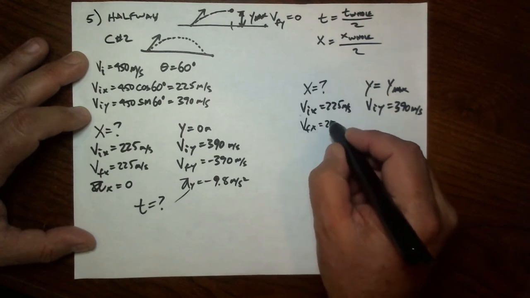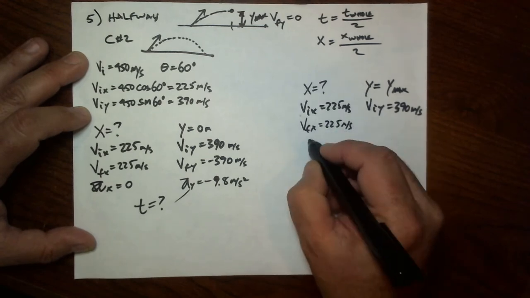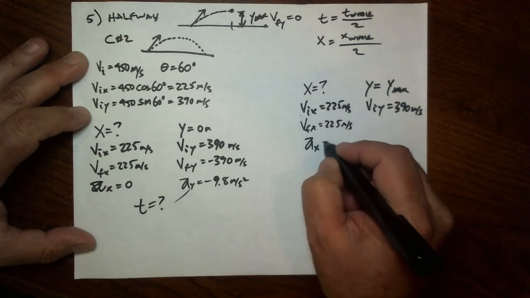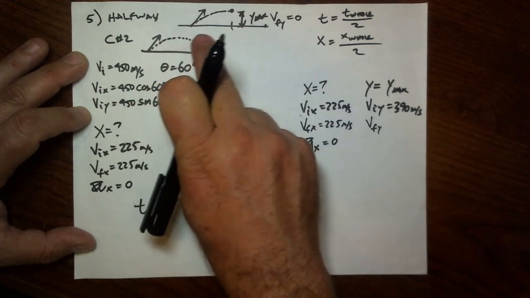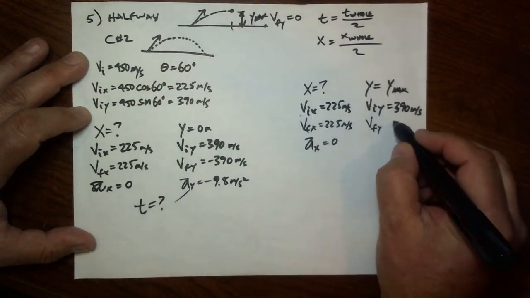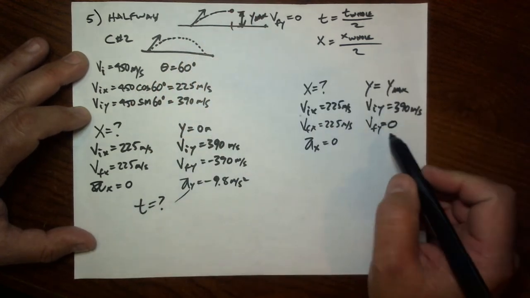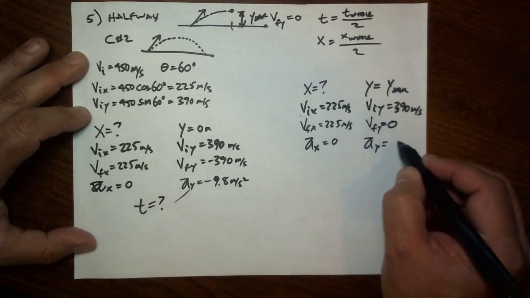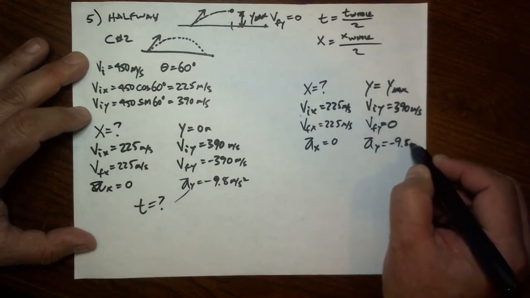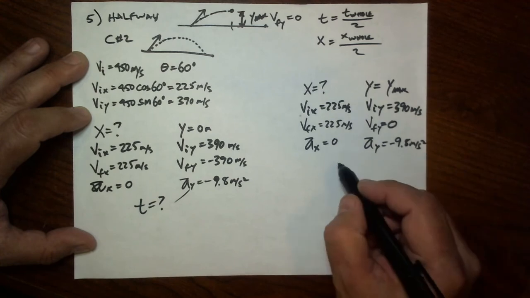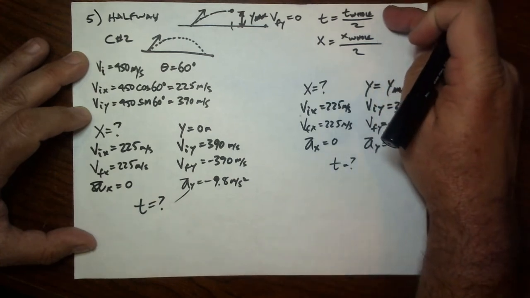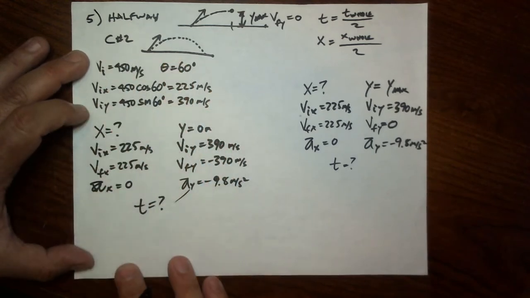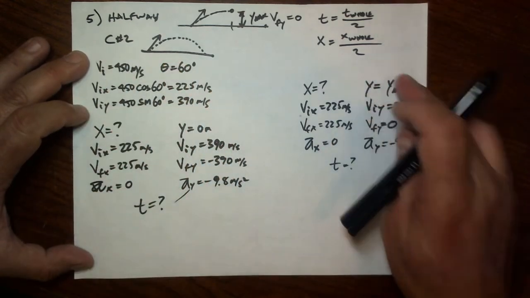VFX doesn't change, it's still 225 meters per second. That's because acceleration in the x direction is 0. But VFY does change when you stop the problem at the halfway point. This becomes 0. That's really important. Acceleration in the y direction is still negative 9.8 meters per second squared. And the time, well, we could claim we don't know it, but it is half of the whole time. You see why I say solving the whole problem first gives you so much information over here?